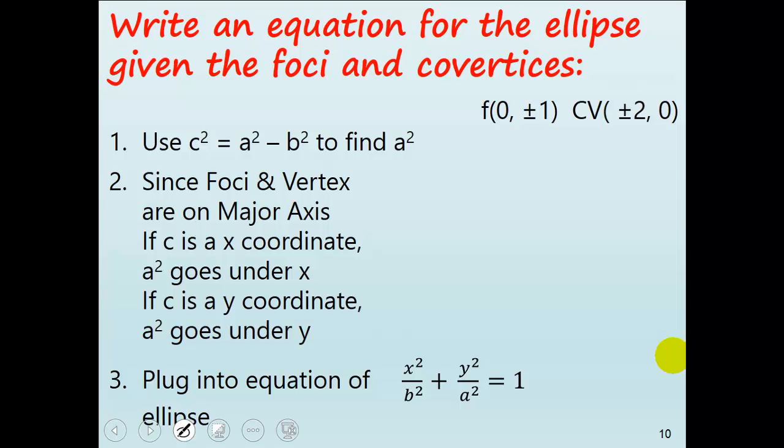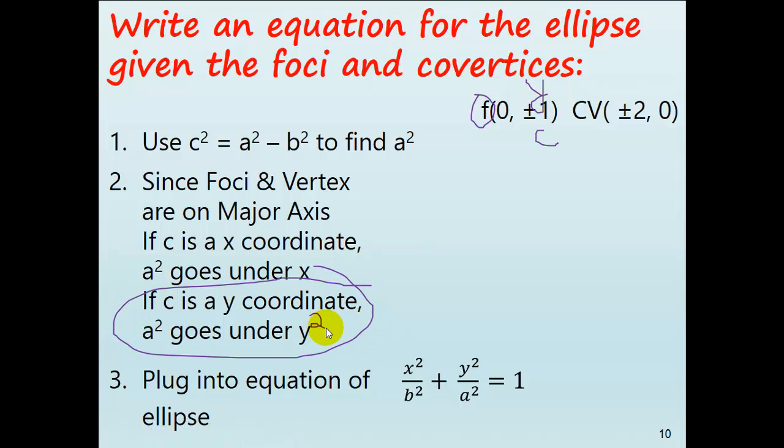Let's try another one. Write an equation given the foci and the co-vertices. All right, so look where your foci is. This is a C, and it's in the Y spot. So that means that my A squared has to go under my Y squared. Okay, so let's use C squared equals A squared minus B squared. So I have 1 squared, which is 1, has to equal A squared minus 2 squared is 4.